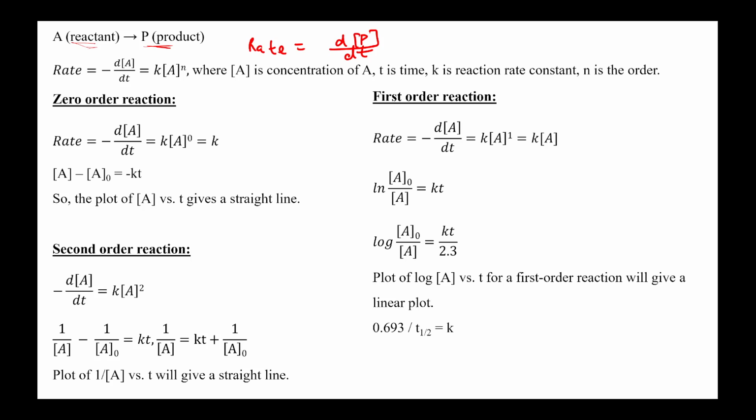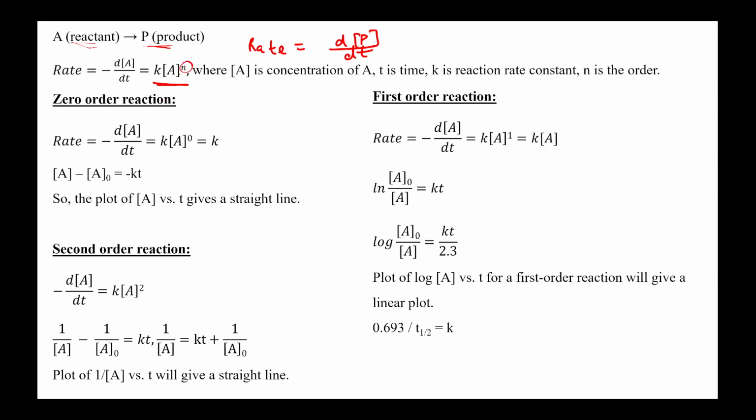And there's another term called order of the reaction. So how do we define order? Rate is always defined as the change in concentration of A with respect to time t, and rate is also written as k multiplied by the reactant concentration raised to the power of n, where n is the order of the reaction.